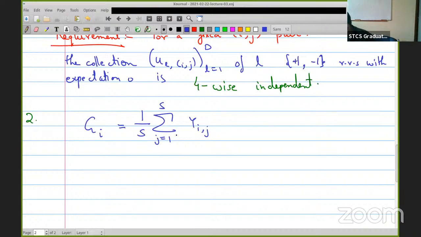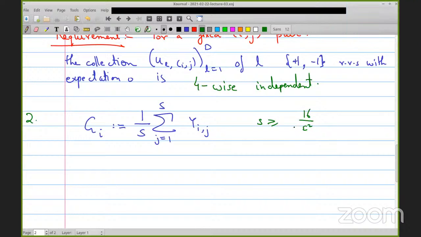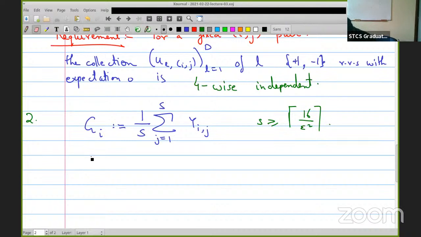And on this, we only require that these ought to be pairwise independent, but let's assume that they are actually independent. So this was how the GI was defined, where s had to be bigger than something like 16 over epsilon square. Right? And so across these things, right?